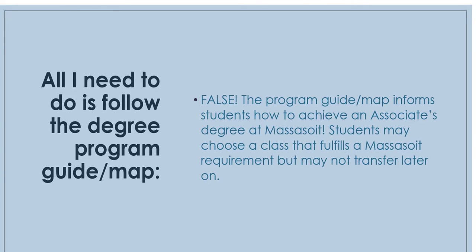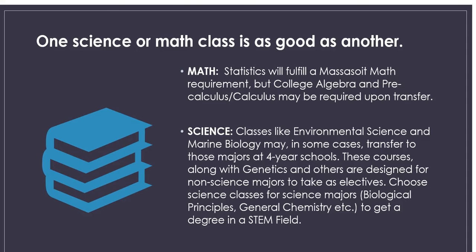So the main point that people say is, all I need to do is follow my degree program, right? And that's not necessarily true. The degree program guide informs you how to achieve an associate's degree at Massasoit. You may choose a class that fulfills a Massasoit requirement, but it might not transfer and count against your major or your classes at your transfer institution. So you need to discuss it with a STEM advisor or your faculty advisor.